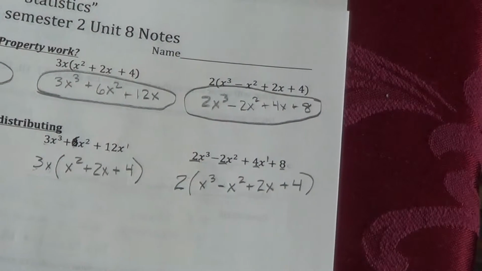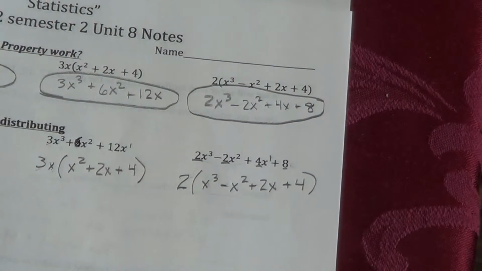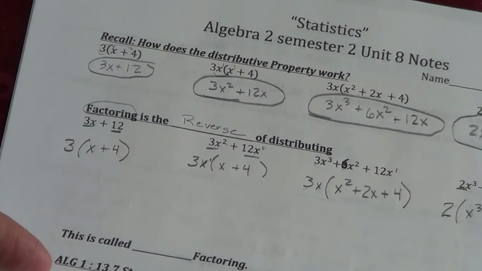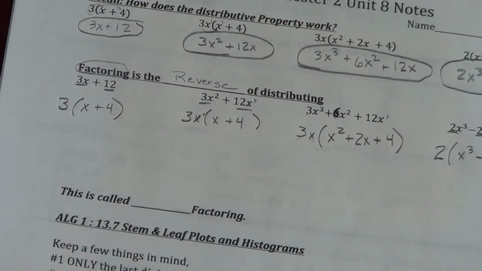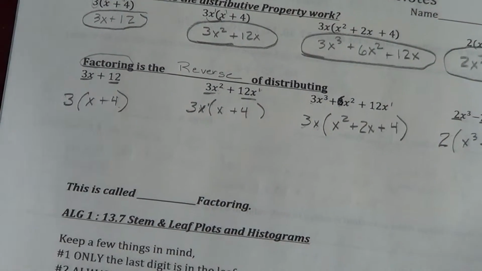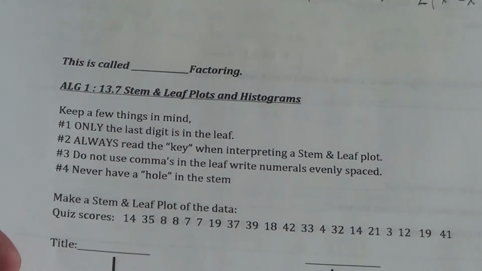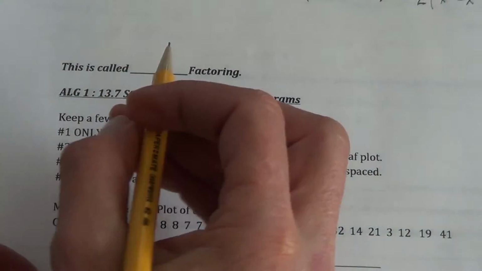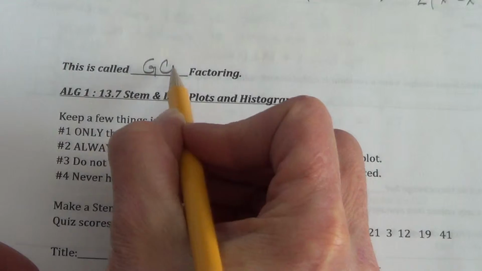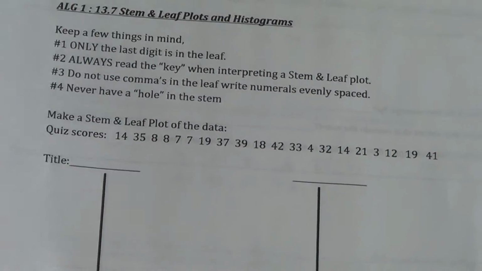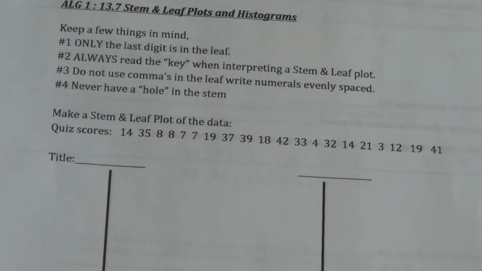So that's how you factor out with the GCF. You always look at your terms and see if there's a number that would go into all of them evenly, and then see if there is a variable in each one and take the lowest exponent of that variable. This is called GCF factoring.